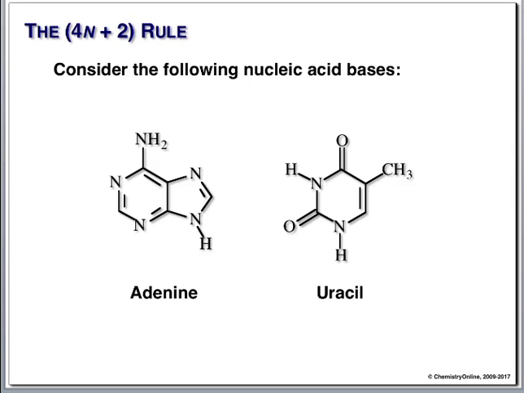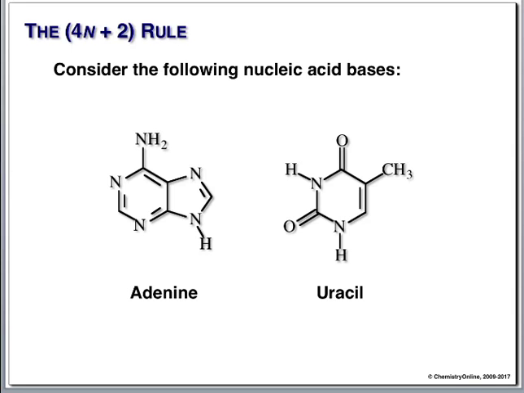Thank you. So look at our nucleic acid bases. This is adenine and this is uracil. Are these guys aromatic? Well, if we simply look at the double bonds and we call those pi electrons, here we have 2, 4, 6, 8. That's not a Huckel number, is it? But it is planar.